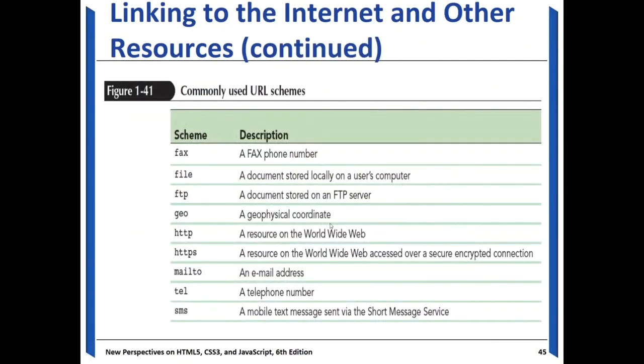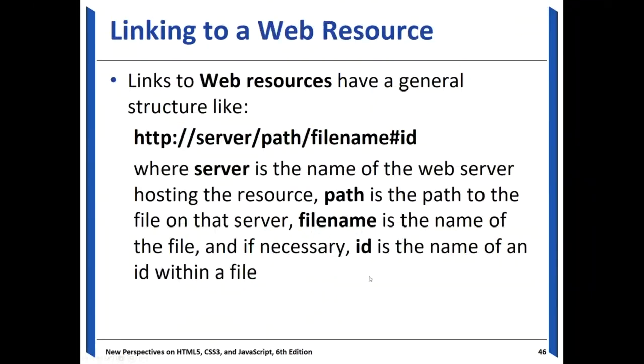So we can set up things like a fax number, or a phone number. HTTPS says this is a resource on the World Wide Web, accessed over a secured, encrypted connection. We could use mailto with the email address, or tel and then the telephone number, which puts it out to where people can click on it and call that number, or they can click on the mailto, and it'll have an email address.